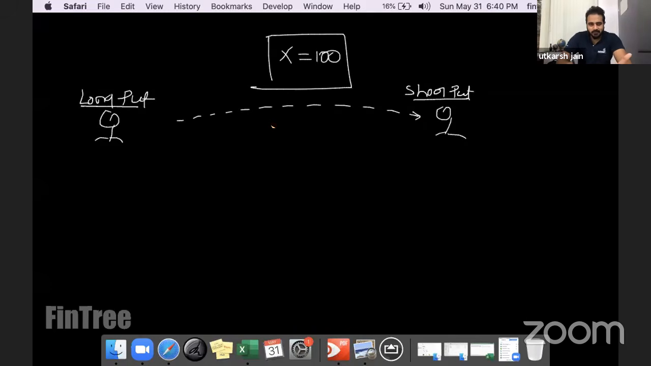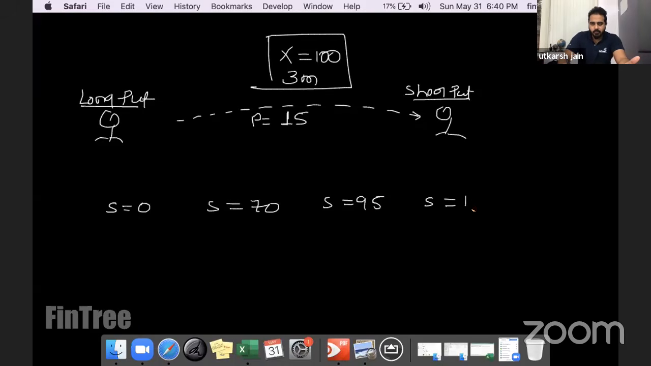Now, how much? Let me take a random number, let us say 15 here. There's no logic to this number, I'm taking it randomly. Now, let us say after 3 months, on the day of expiry, the spot price is, again random numbers, 0, or 70, or 95, which is interesting, or 150, and a crazy 1000. Your long put, you have paid 15 rupees.